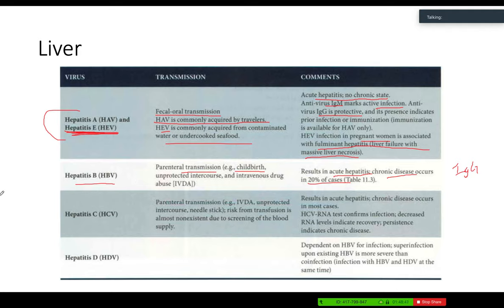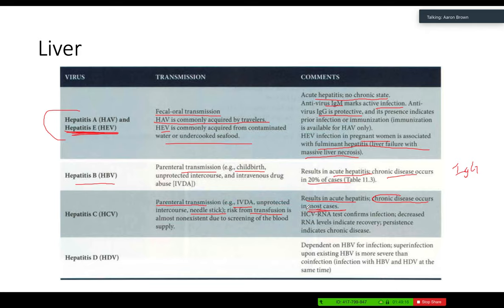Hep C, I want you to associate with any kind of needles. So IV drug use, needle stick injuries, tattoos. Although it can be transmitted through unprotected intercourse, the rates are much lower than something like hepatitis B. Hepatitis C is really transmitted through needle sticks. Okay. It used to be there's a risk from transfusion, but nowadays we screen for that, so we're not worried about that. Here we have an acute hepatitis and a chronic disease in most cases.